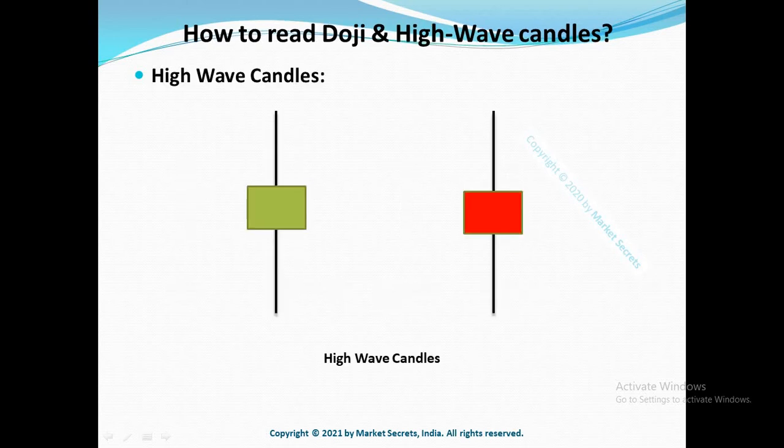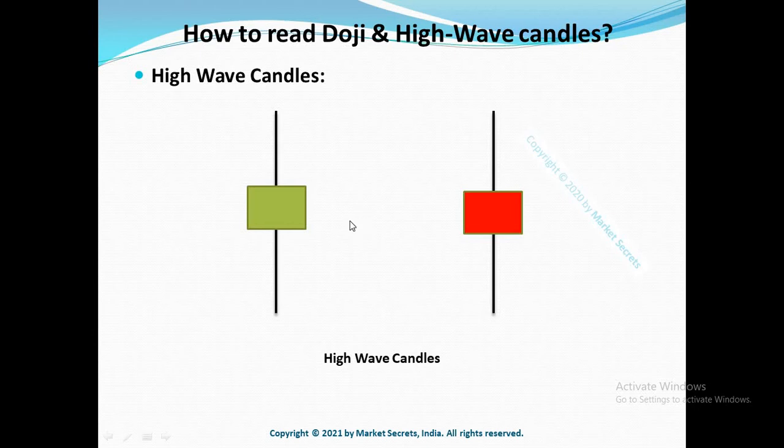And moving on to the high wave candles. So these are the two types of high wave candles that we have. The only difference is the color of the body. Here it is green and here it is red. The high wave candles are very similar to plain or long-legged doji in the formation, structure and also in the behavior. The only difference between doji and high wave candle is the size of the body.